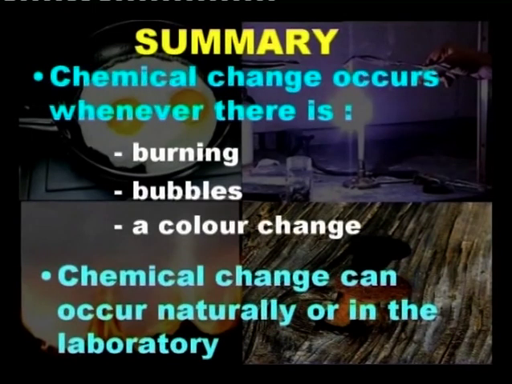Now, our summary for today. Our summary: chemical change occurs whenever there is burning, bubbles, and a color change. Okay, there are many ways in which chemical change occurs, but the main ones that we looked at today are burning, bubbles, and a color change.